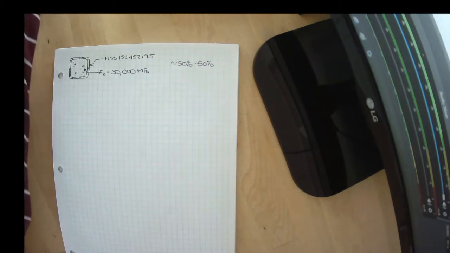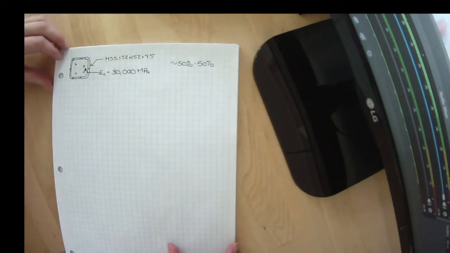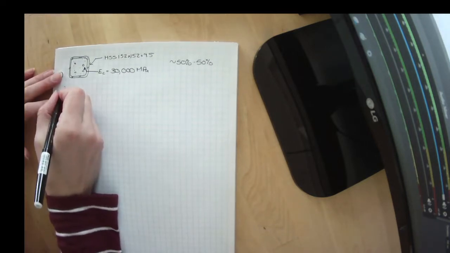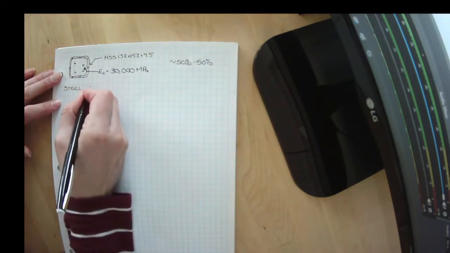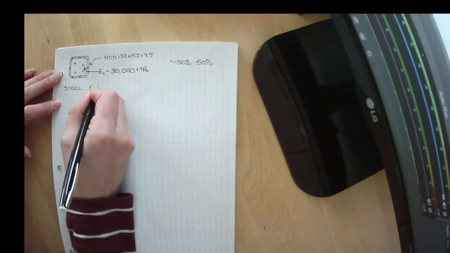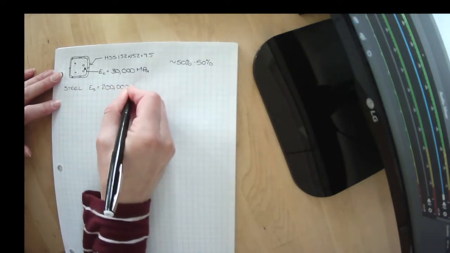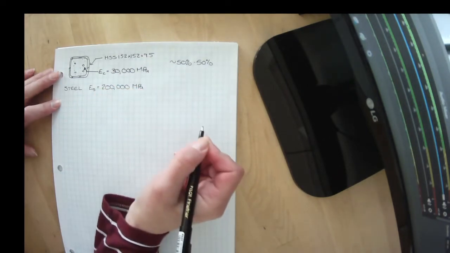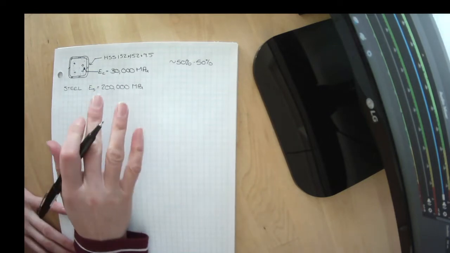So the first thing we should do is figure out what area and what stiffness we have for each material. So let's start with the steel. The E of steel, we know, is 200,000 MPa. We know that. We've been talking about it a lot. We know it's been tested again and again and again.